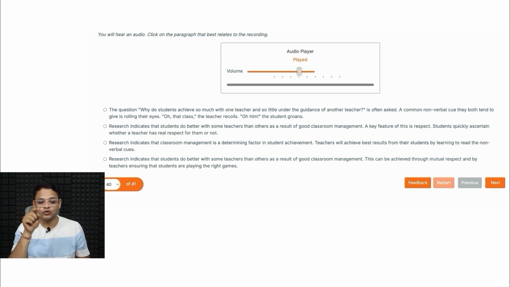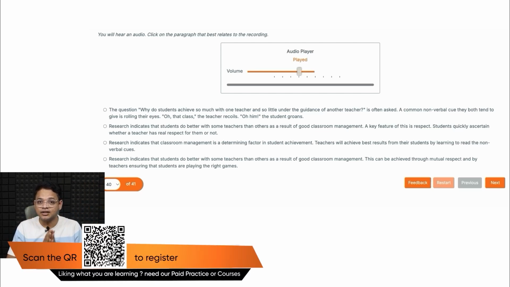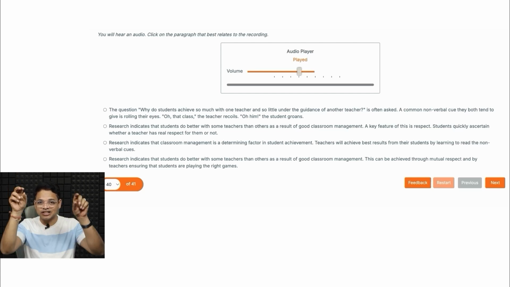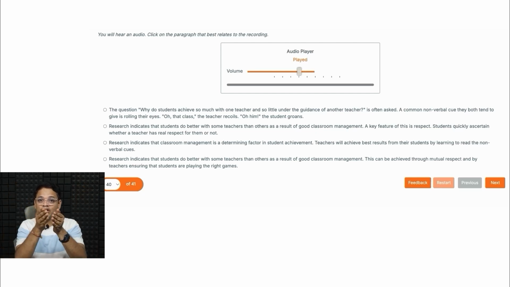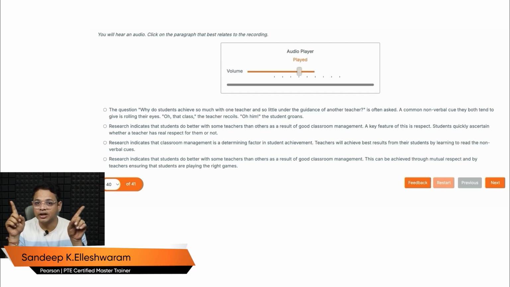First, O stands for off-topic: any summary which contains information which is not the topic, which is not there in the audio. If it is part of any summary, it is not a correct summary. Number two, D is ditto: any sentence written the same as a sentence in the audio, a long ditto sentence from the audio. If it is part of the option, it is not going to be correct.